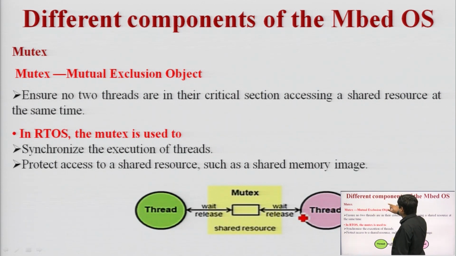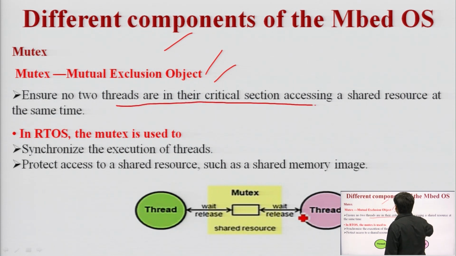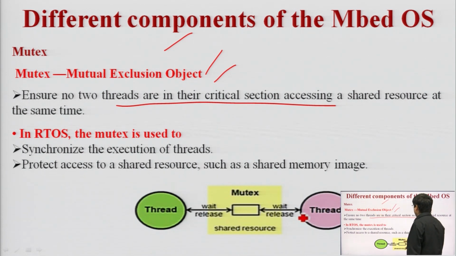Mutex means mutual exclusion object. Basically for managing threads, if in any system more than one thread occurs, they can be managed through the mutual exclusion object. It ensures no two threads are in a critical section at the same time. The working of mutex is that it ensures the effective utilization of the threads, okay.